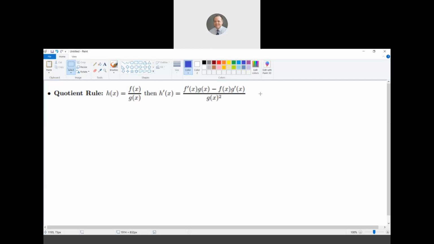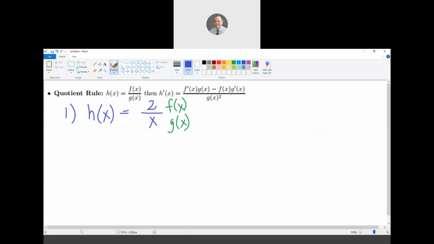Let's look at an example. Given h of x is equal to 2 over x, we need to find the first derivative. Clearly, because we have a fraction, we use the quotient rule in which the numerator is f of x and the denominator is g of x.